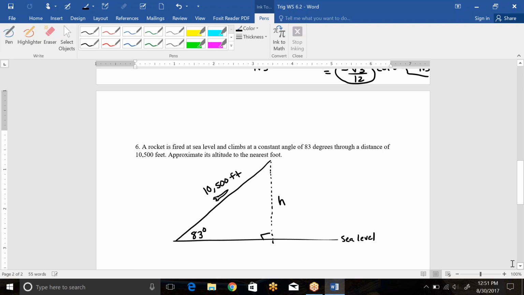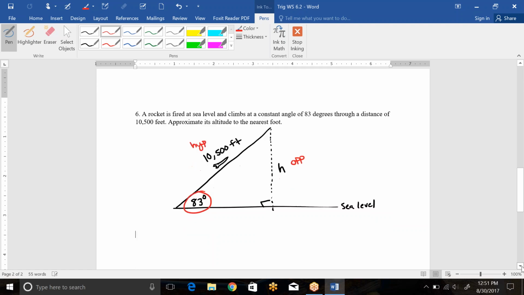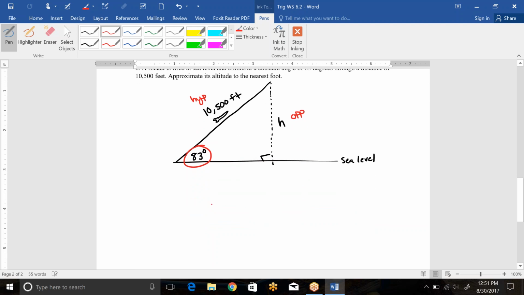So what we want to do first is we want to realize that the reference angle is 83. So this is where we're referencing from. And since this is an altitude, that's a perpendicular measurement of height. So we just need to reference this from the triangle. This would be the opposite to that angle, and this would be the height. The trig ratio that uses opposite and hypotenuse is sine. So this would be sine of 83 degrees equals opposite, which is h, over the hypotenuse, which is 10,500. We'd want to solve for h, so we would multiply 10,500 to the other side.